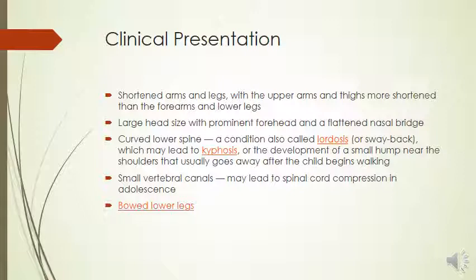Occasionally, children with achondroplasia may die suddenly in infancy or early childhood in their sleep due to compression of the upper end of the spinal cord, which interferes with breathing. They also have bowed lower legs.